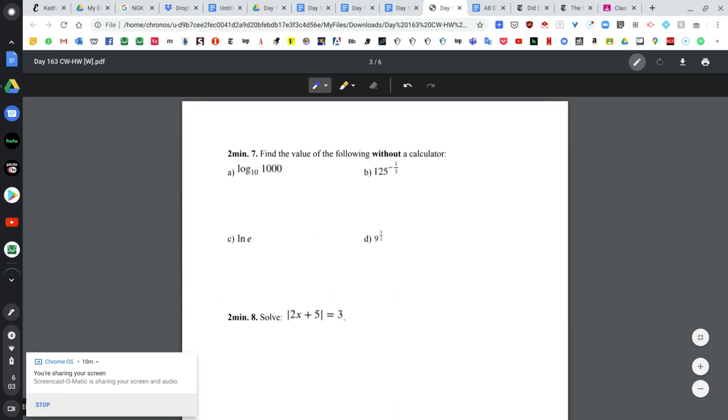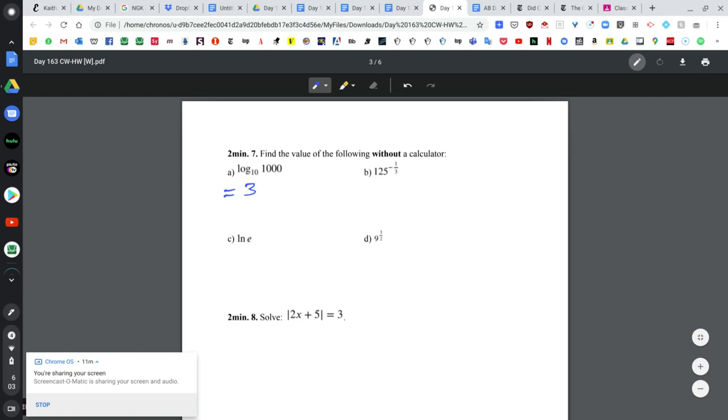Question number 7. It says find the value of the following without a calculator. Part A is very similar to the question we just did. If you have a log expression and you're not allowed to use a calculator, you're basically asking yourself, 10 to the power of what number will give you 1,000? The correct answer is 3. That's it. It's a mental math problem.